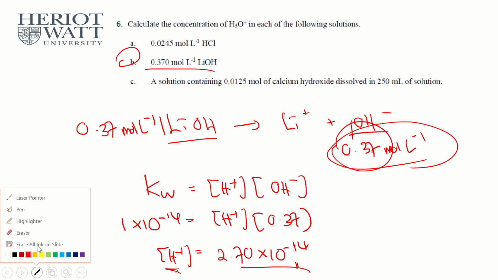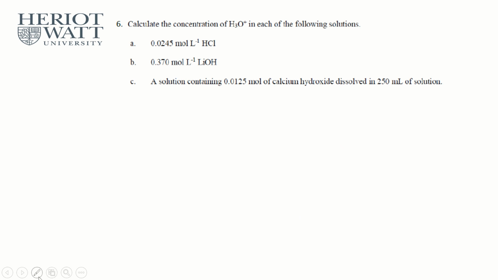So let's continue for part C. A solution containing 0.0125 mole of calcium hydroxide dissolved in 250 ml of solution. So here they don't directly give you the concentration. You have to find out the concentration of calcium hydroxide before you calculate the concentration of OH minus. Let's do it step by step.